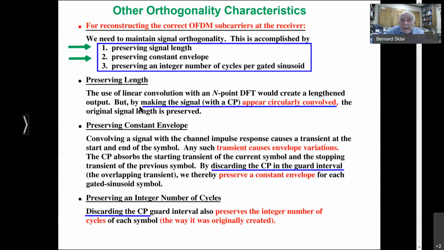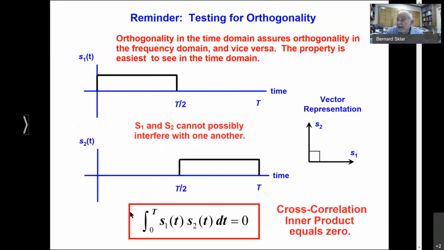It'll help preserve the length, preserve the constant envelope, and basically we're going to be discarding it right after it's received at the receiver, and it's going to enable us to make linear convolution look like circular convolution, what I think is pure magic.